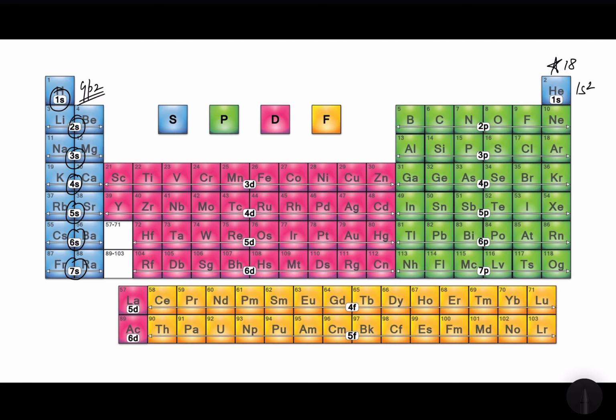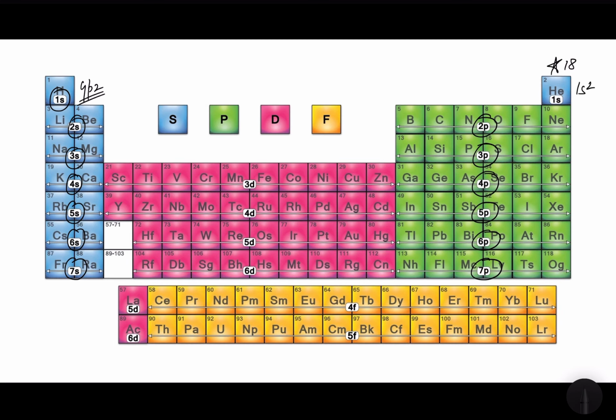Now let's come to the P block. When the last electron of any element enters the P subshell, that is 2p, 3p, 4p, 5p, 6p, 7p, then that element will belong to the P block of the periodic table, which is represented by the green color.